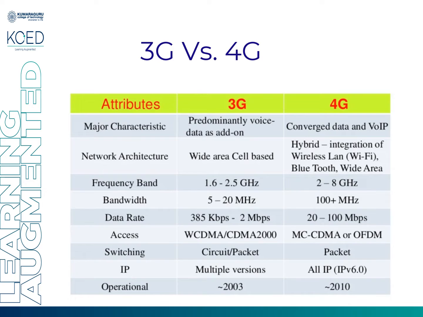The access method in 3G was CDMA, whereas in 4G it is either MC-CDMA or OFDM, which is orthogonal frequency division multiplexing. This is the technique which is also used in 5G network. When you take switching technique in 3G, it can be either circuit switching or packet switching. In 4G, as it is through IP network, it is exclusively packet switching. And considering IP version, 3G supports multiple versions, whereas 4G also supports multiple versions and also IPv6.